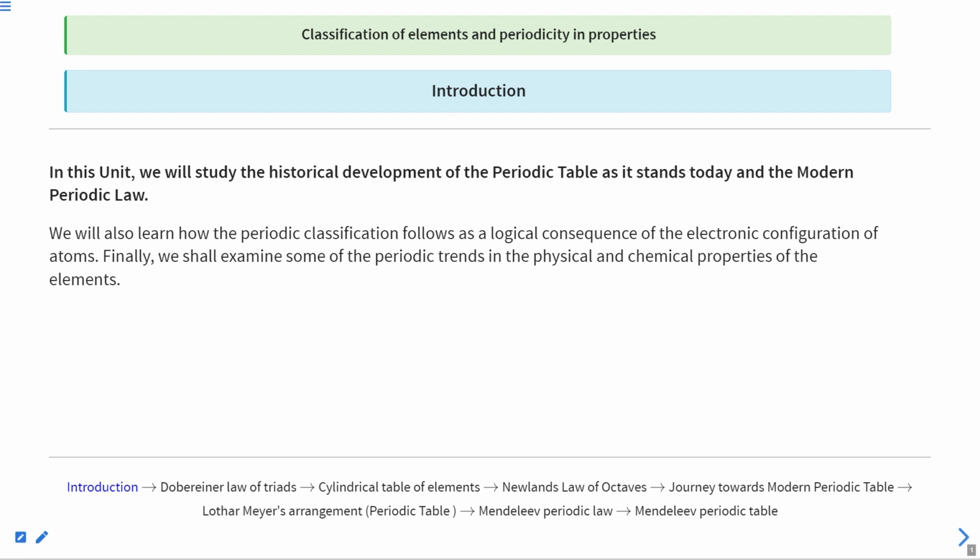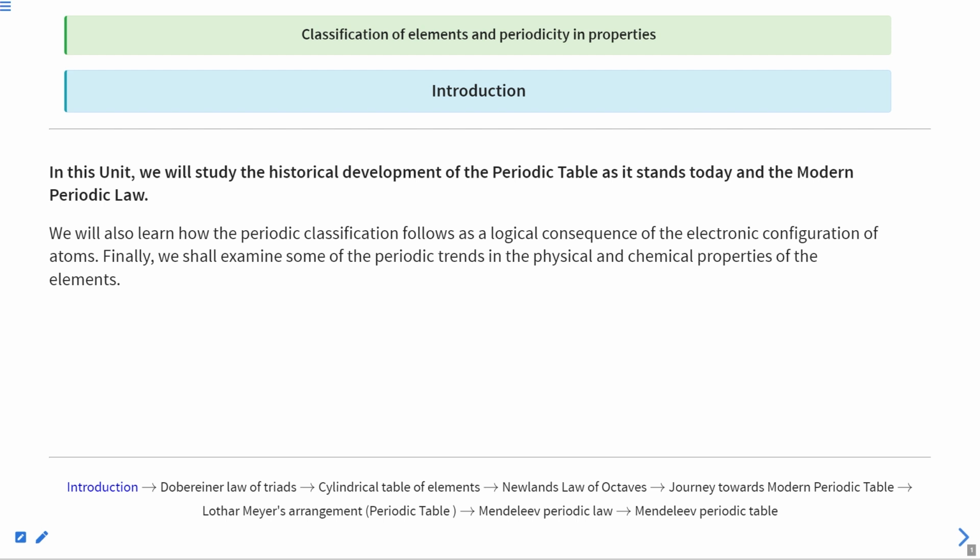Today we'll start the new chapter, that is classification of elements and periodicity in properties. In this chapter our main aim is to see the historic development. First of all, we will see how we came to this modern periodic law, what was the reason and what were the logical steps people in history took to finally boil down to the electronic configuration part. Today's modern periodic law is basically based on the electronic configuration. So we'll see how we came to it.